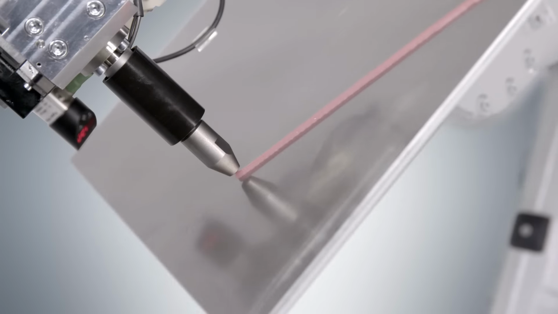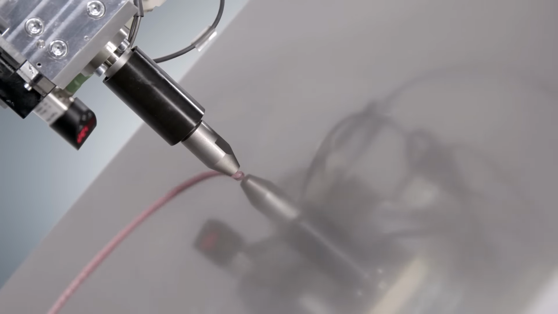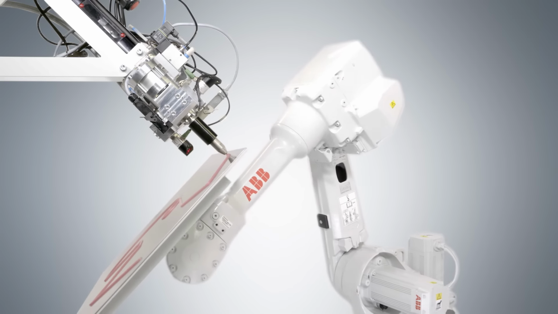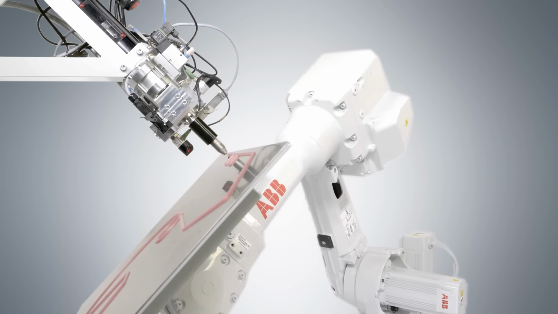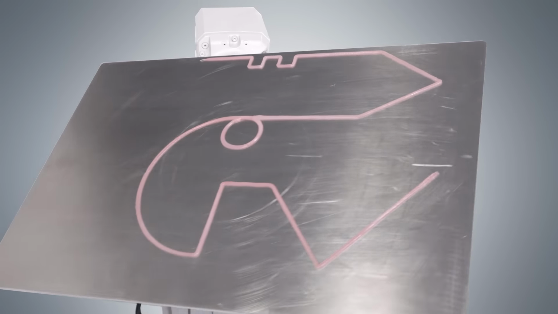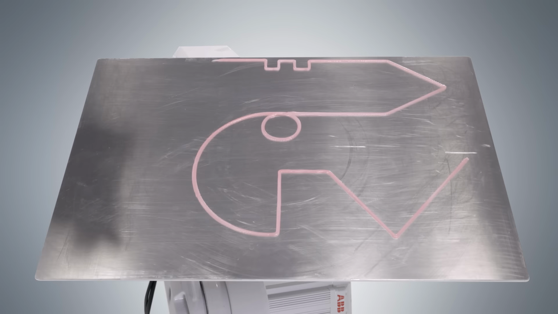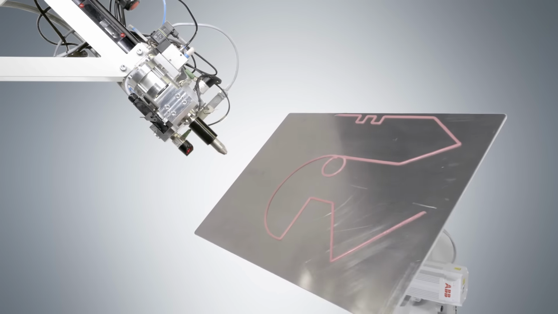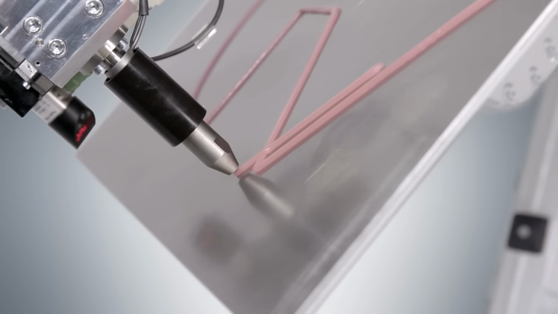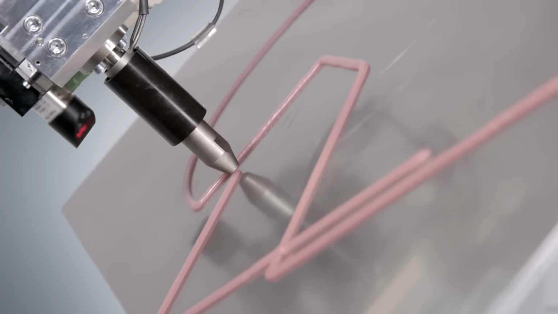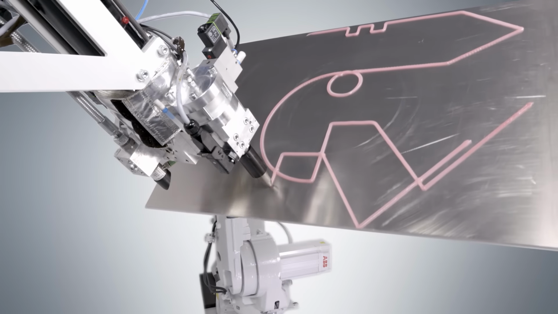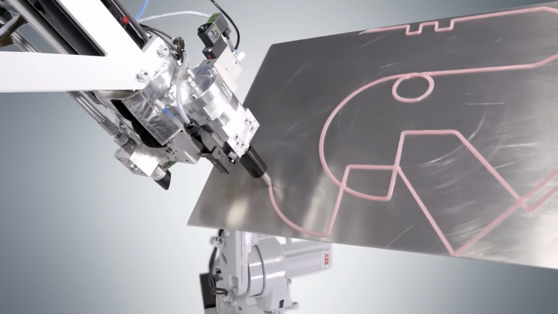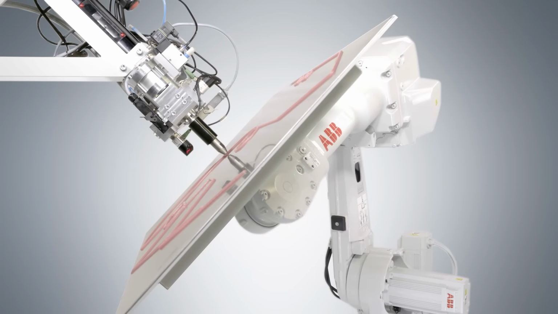Gluing and sealing technologies are steadily gaining importance as more and more complex components made from a variety of materials need to be combined. This new design trend is accompanied by a growing demand for quality, flexibility, and productivity in the manufacturing process. ABB's Integrated Dispensing Function Package meets all these requirements.